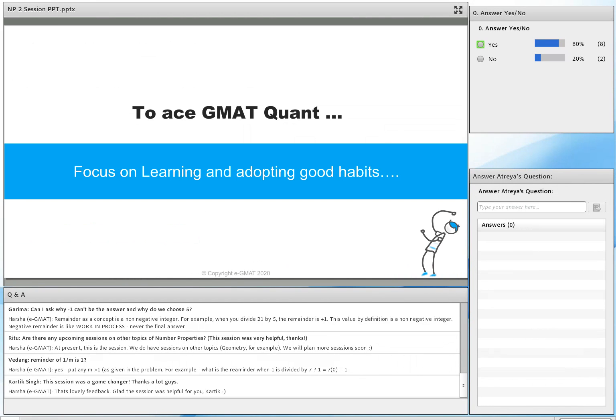So to ace GMAT quant, you need to focus on learning. You need to adopt good habits. I hope the concept of dividend is now clear to all of you. Try out some questions on that. I'm also going to attach the PDF so that you get your hands on 2 more difficult questions to solve. Go to the e-GMAT free trial, solve more questions, and then I'm very, very sure you would be able to approach all these questions very easily.